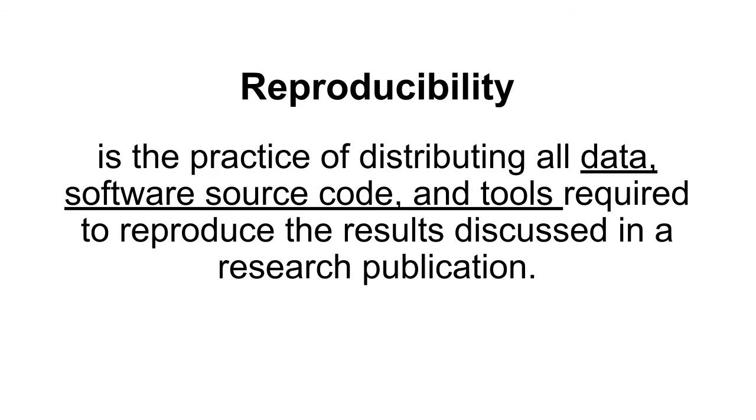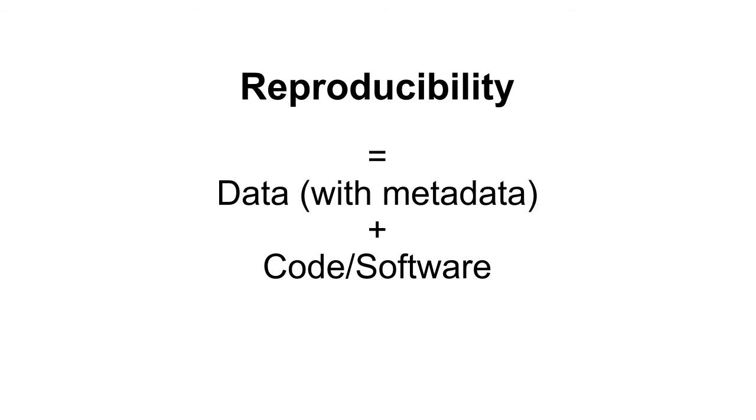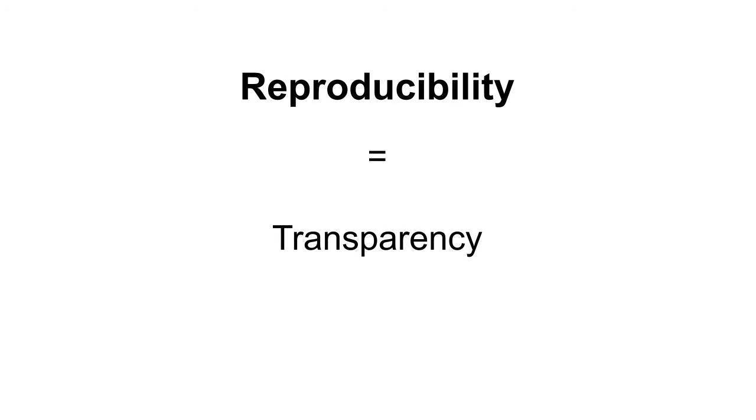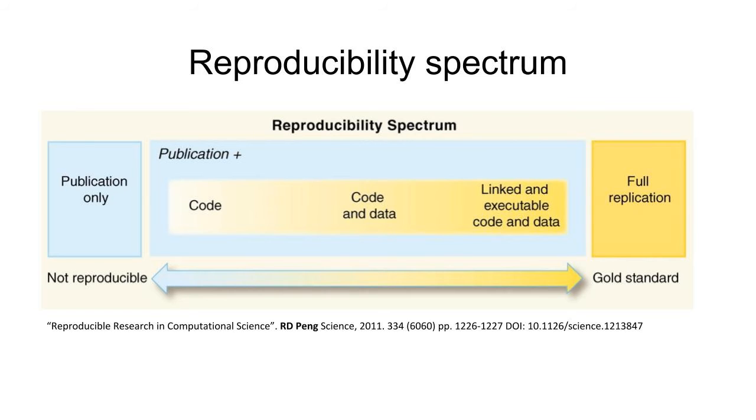For our purposes, reproducible research is the practice of distributing all data, software, source code, and tools required to reproduce the results discussed in a research publication. Put simply, reproducible research is data plus code. And even more simply, reproducible research is about making the process of research more transparent and reliable. I find it useful to think of reproducibility as a spectrum from providing results and a description of the methods in a publication to full replication. There's no one right way to do things, but it's good to strive to be as close to the right end of the spectrum as you can.